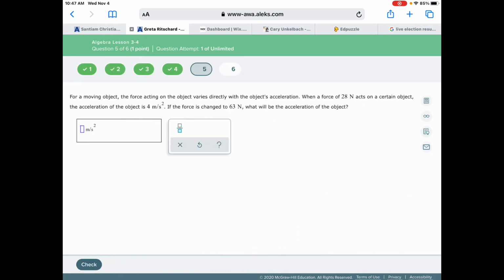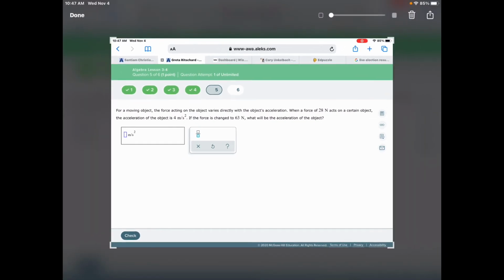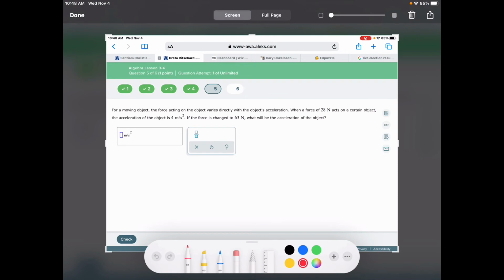All right, for number 5, we have a physics problem. For a moving object, the force acting on the object, let's call that F, varies directly with the object's acceleration. So force equals a constant times A, or y equals k times x. When a force of 28 newtons acts on a certain object, the acceleration is 4. And so I know that my constant is going to be 7, or I could just put that y over x. If you forget what order it goes into, it's kind of good to do it the way I did it. So my equation could be f or y equals 7 times a or x.